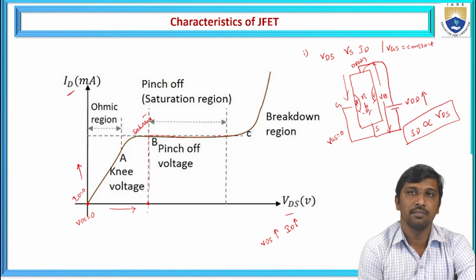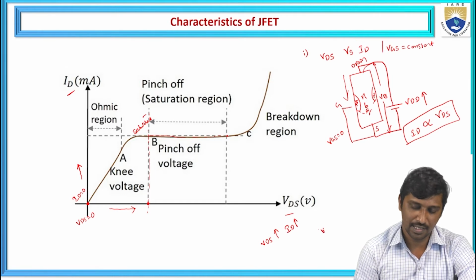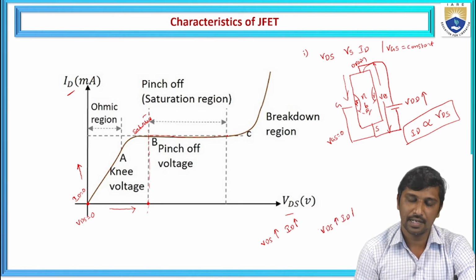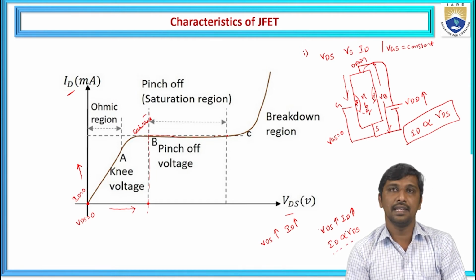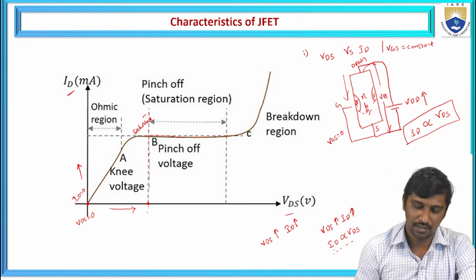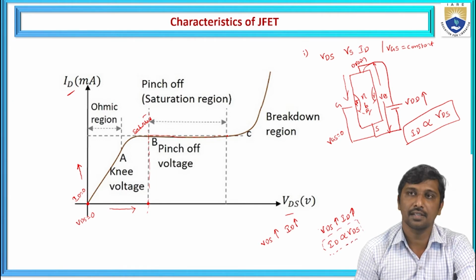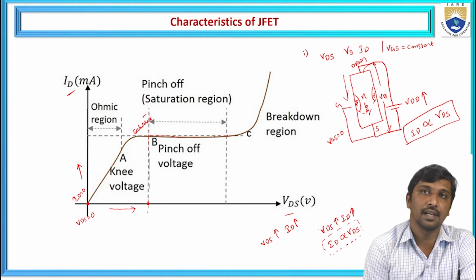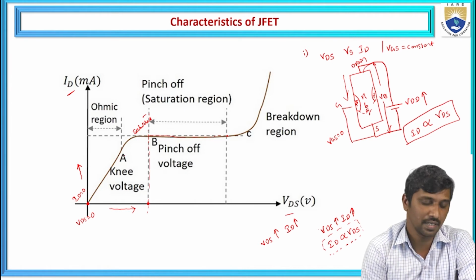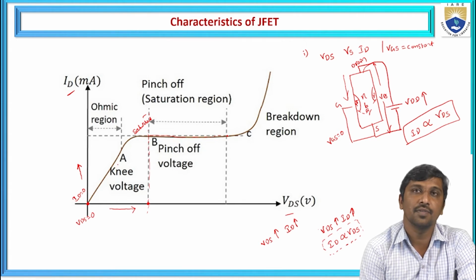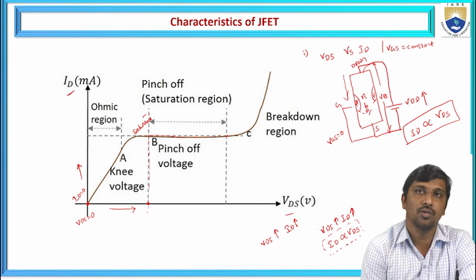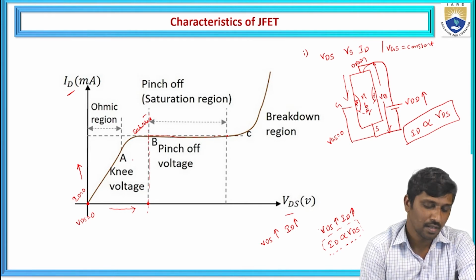In the ohmic region, when VDS increases, the drain current increases, meaning the drain current is directly proportional to VDS. This shows linear characteristics. The region in which the FET satisfies the linear characteristics is called the ohmic region.